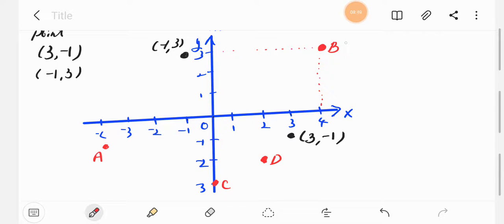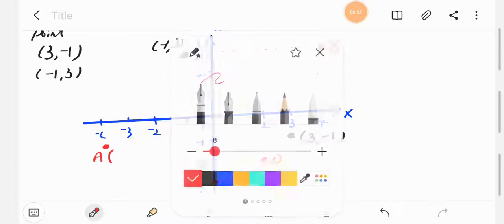So when you write it, let's start from A. In order to get here, first horizontally we moved 1, 2, 3, 4 to the left. So open parenthesis. Okay, this is -4.